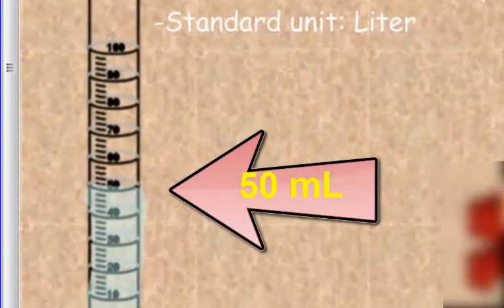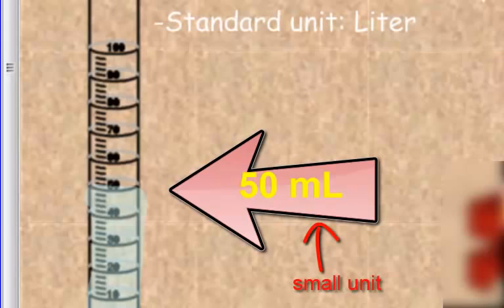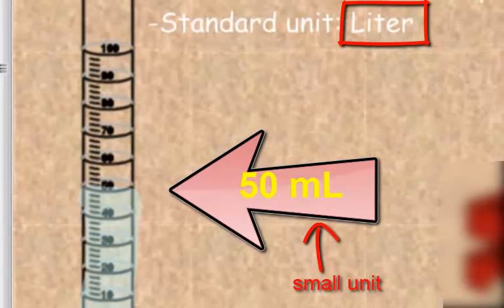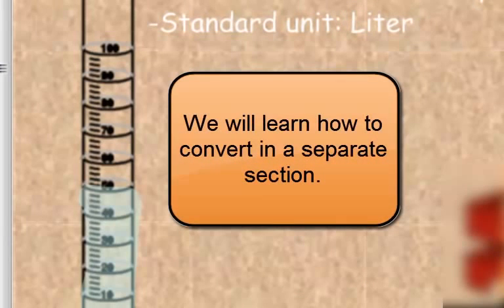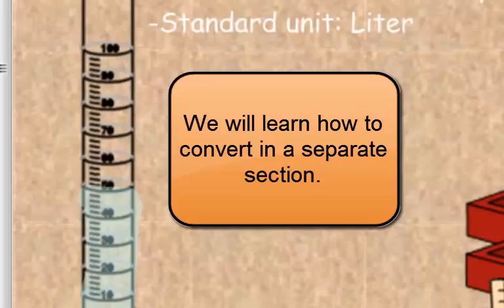Now let's take a look at our own example. Let's say it's about 50 milliliters where our meniscus line lines up. We're going to say milliliters because it is a small unit, but you see that the standard unit for measuring liquids is a liter. So we will investigate how to convert liters to milliliters in a separate section.